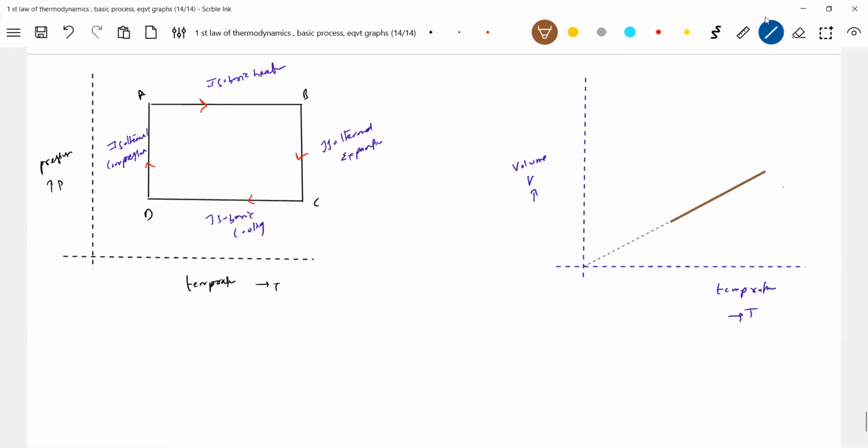Okay, so this is the path AB. I'll give the number. Path AB. BC isothermal expansion. Temperature constant, volume will increase. Next again, what is path CD? Isobaric cooling. So again, straight line passing through origin. Bring like this, and now bring the curve.